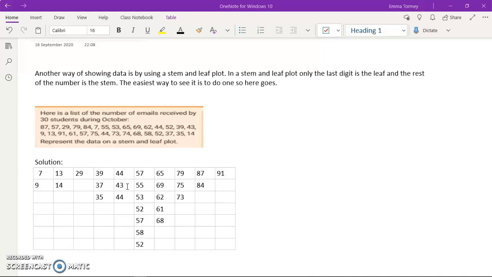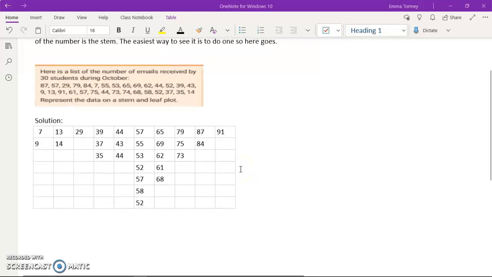It's just for trying to put a little bit of order on it so that when we go to do our stem and leaf plot, it'll be easier for us, because now at least we have all the units together, all the 10s together, all the 20s, 30s, 40s, 50s, 60s, 70s, 80s, and all the 90s together. So now we can start doing our stem and leaf plot.